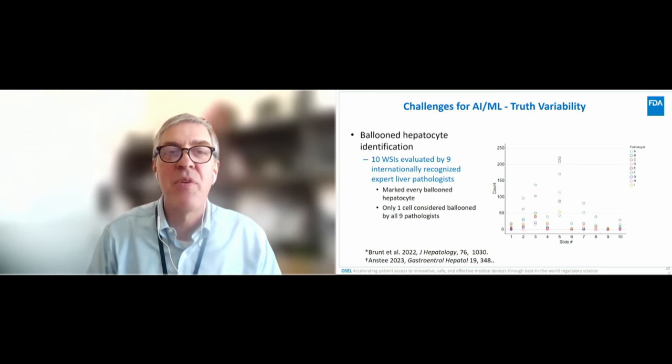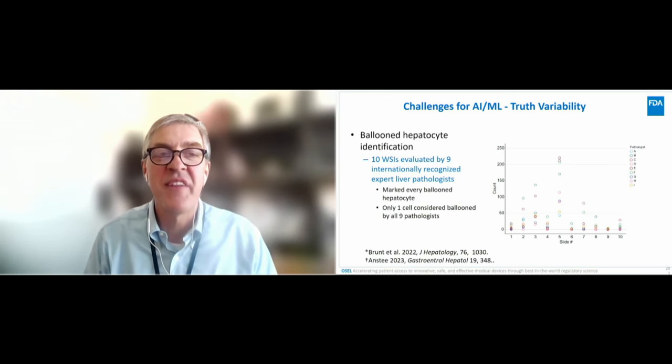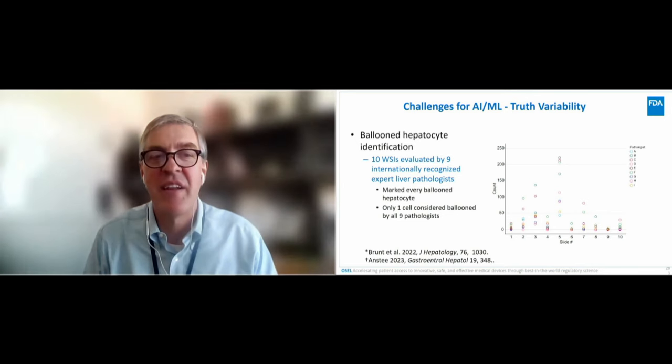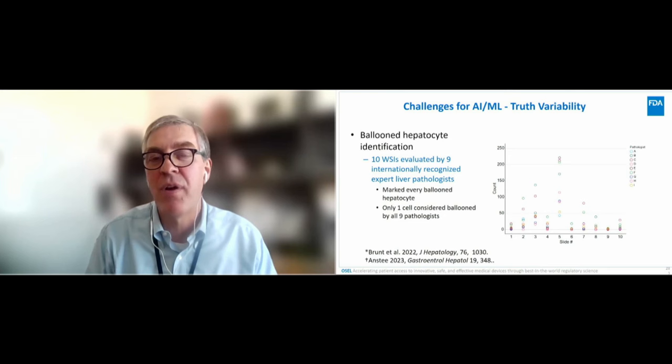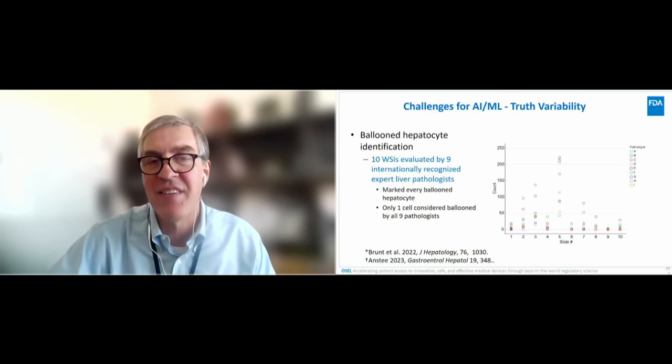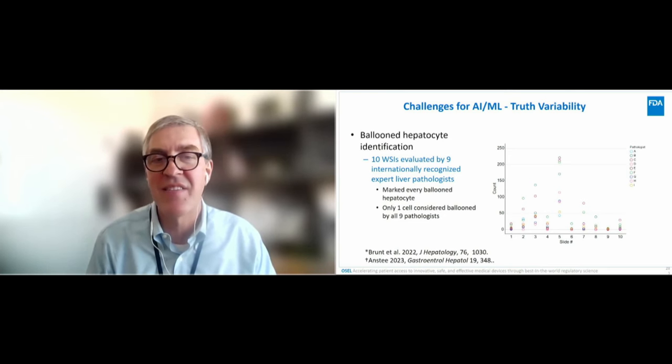Another example is the challenges around truth variability. This is an example of ballooning hepatocyte identification. There were 10 WSI slides evaluated by 9 internationally recognized expert liver pathologists, and their goal was to mark every ballooned hepatocyte. In the plot on the right, the x-axis is the slide number, and the y-axis is the counts, with the individual dots being the various pathologists.